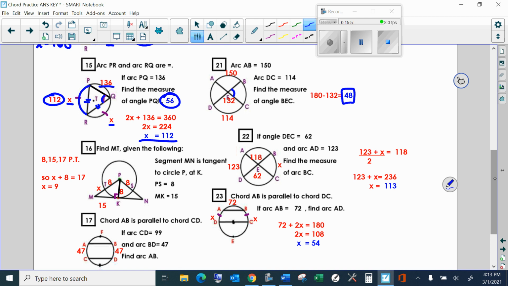Don't forget to make sure you find the right angle. A common answer would be to pick 132. If this is multiple choice, they would probably have 132 as letter A. Make sure you find the correct angle.